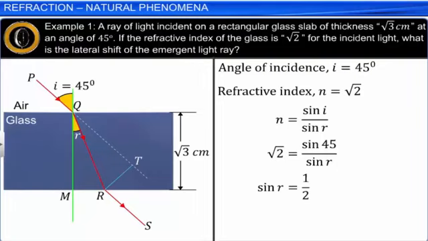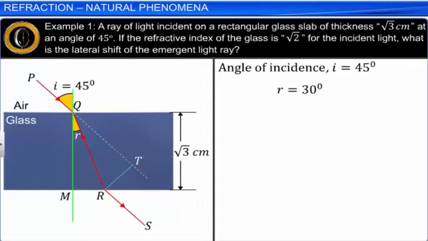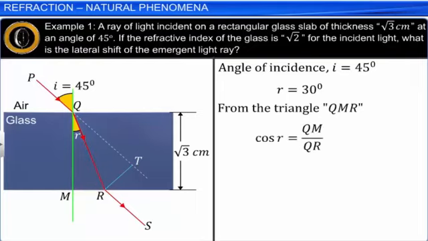From the triangle QMR, cos r is equal to QM by QR. But QM is the thickness of the glass slab and is equal to √3 units. On substituting these values and on further simplification, we get QR is equal to 2 centimeters.